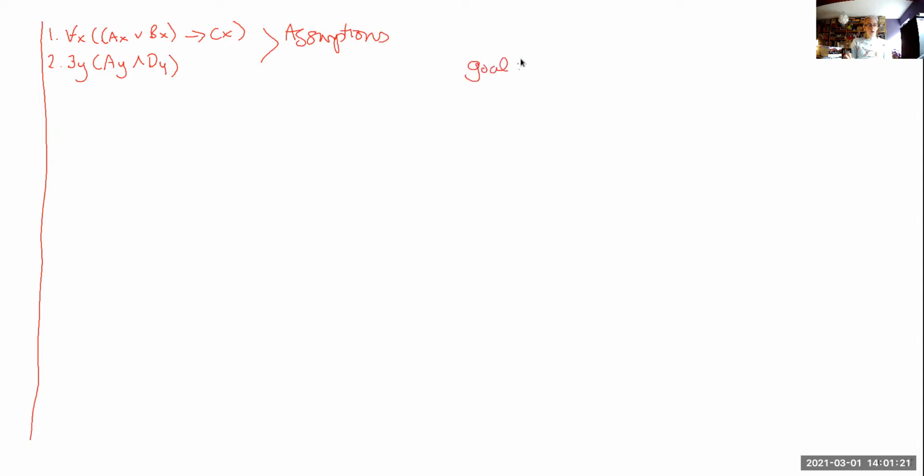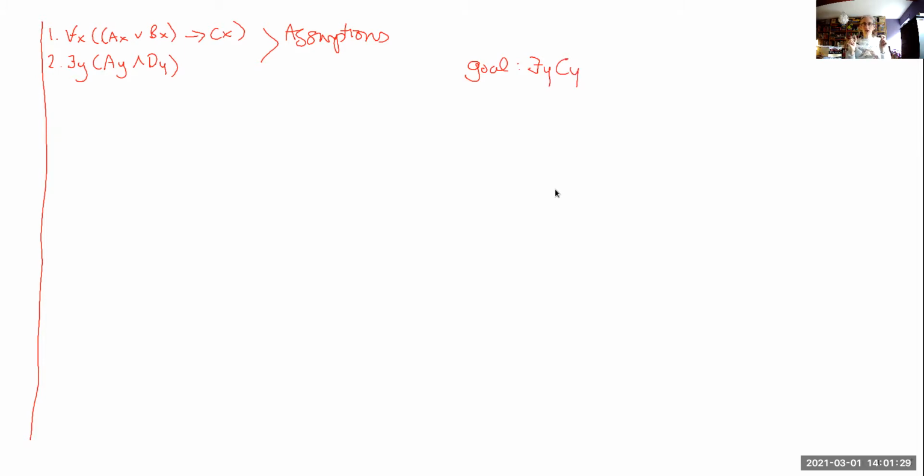I've got a lovely example for us to work through. It's got two premises. The first one is that for all x, either ax or bx implies cx. And the second one says that there is a y, ay and dy. So here are our two assumptions. And our goal, what we would like to prove, is that there is something that is C.